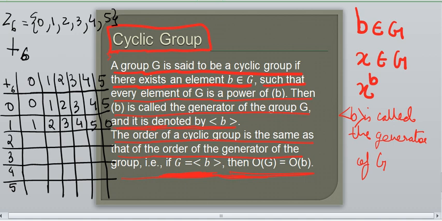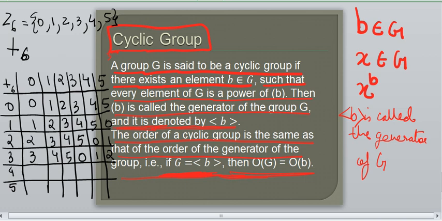Okay, next with 2. 2 plus 0 is 2, 2 plus 1 is 3, 2 plus 2 is 4, 2 plus 3 is 5, then 2 plus 4 is 6, that means 0, then 5 plus 2 is 7, that means 1. Okay, then 3 plus 0 is 3, then 3 plus 1 is 4, 3 plus 2 is 5, 3 plus 3 is 6, 0, 4, 5, 6, 7, 1, and of course here 2.